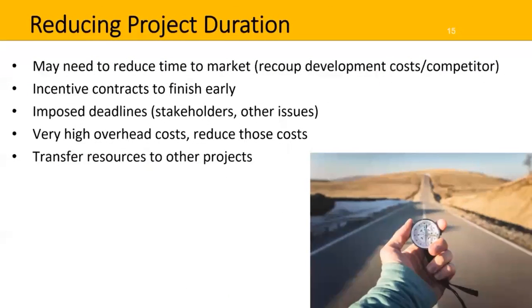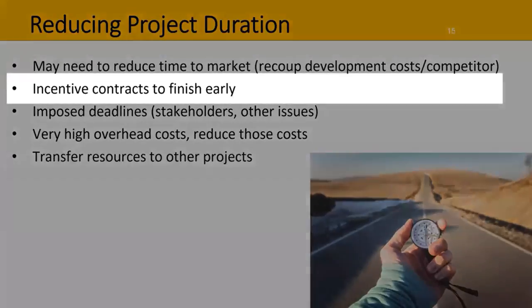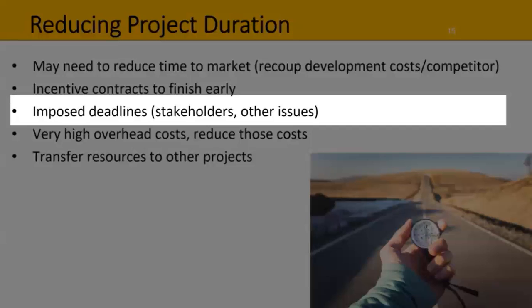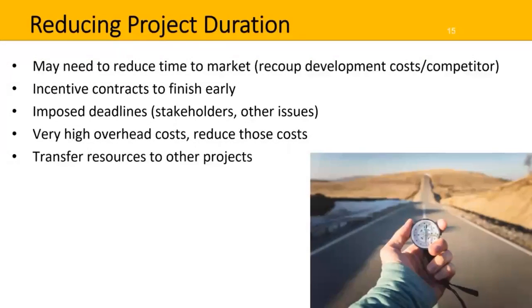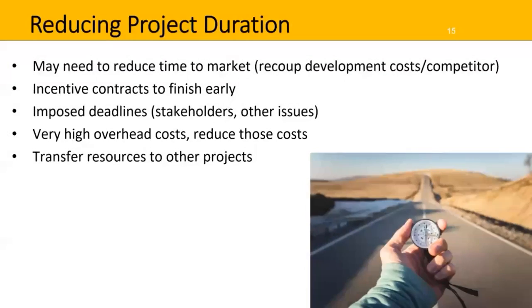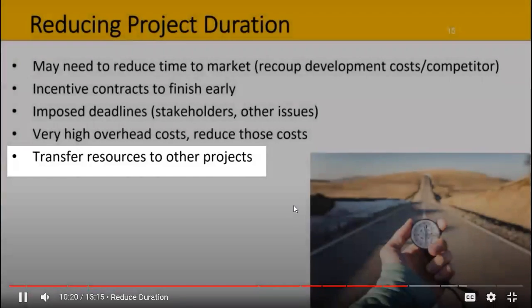In some instances, you'll want to reduce the project's duration, that is, get it done faster. You may need to reduce the time to market, for example, to recoup development costs or to respond to a competitor. You might have incentive contracts to finish early or impose deadlines. For example, the CEO or director might want the project to be completed by a certain date. You might have very high overhead costs and you need to reduce those costs. Or you'll need to transfer resources such as people and equipment to other projects.